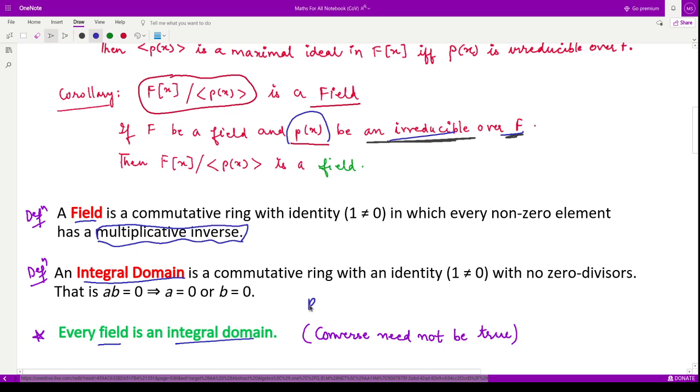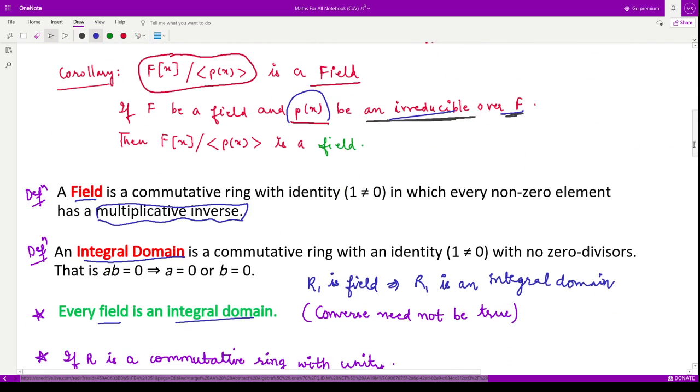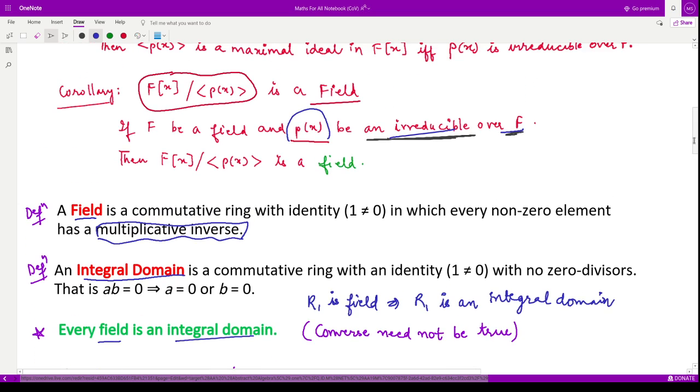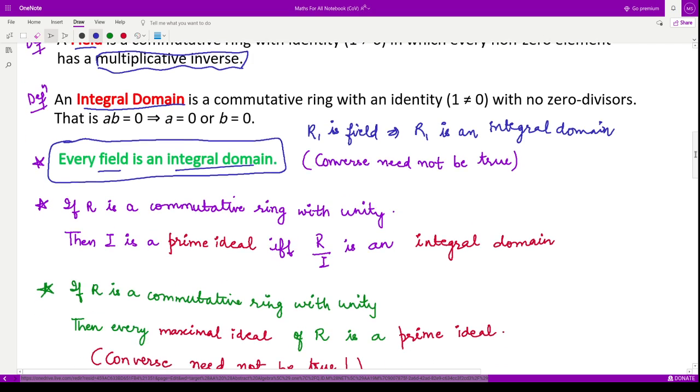Accordingly, we have seen that R1 is a field. So this implies R1 is an integral domain. In option D, they are saying R1 is not an integral domain, so this option is incorrect. Based on this, R1 is an integral domain. Now, what can you say about R2? The converse of this result does not hold, so we may look at other results for integral domains.